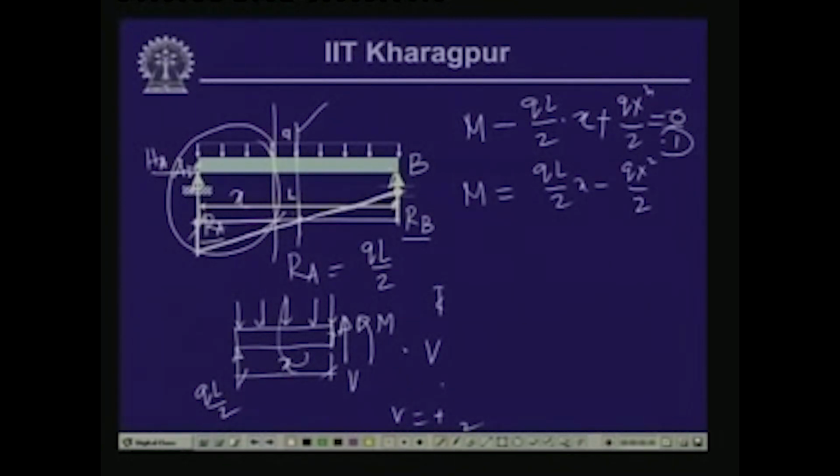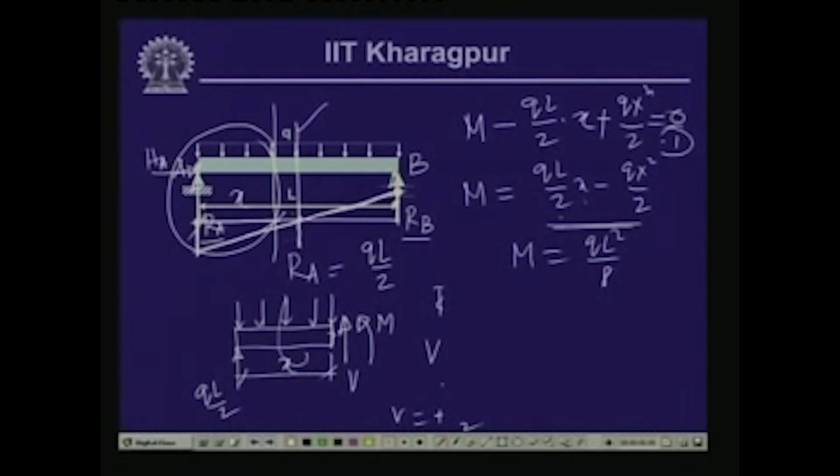Now, here if we substitute the value of x, at x equal to 0, moment is 0, which is expected at the hinge support. At x equals to L, again the moment is 0, and at x equals to L by 2, you get a value of QL square by 4 minus QL square by 8. So, this is equal to QL square by 8 at the mid span.